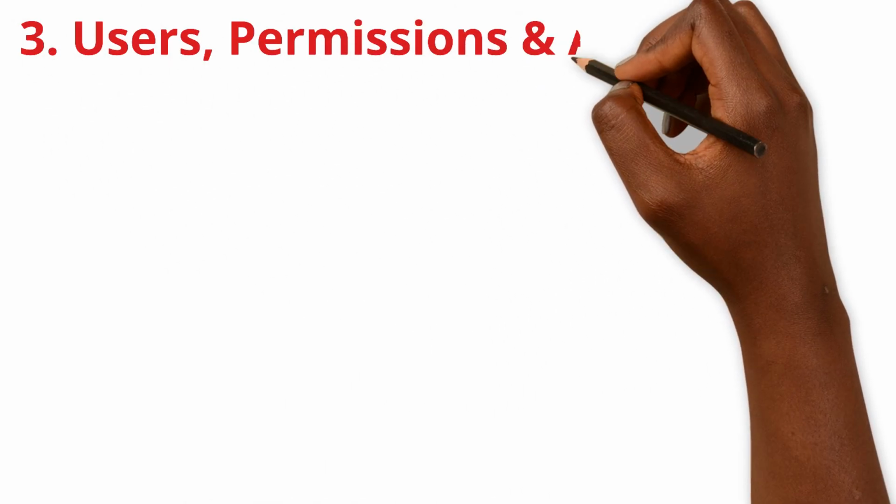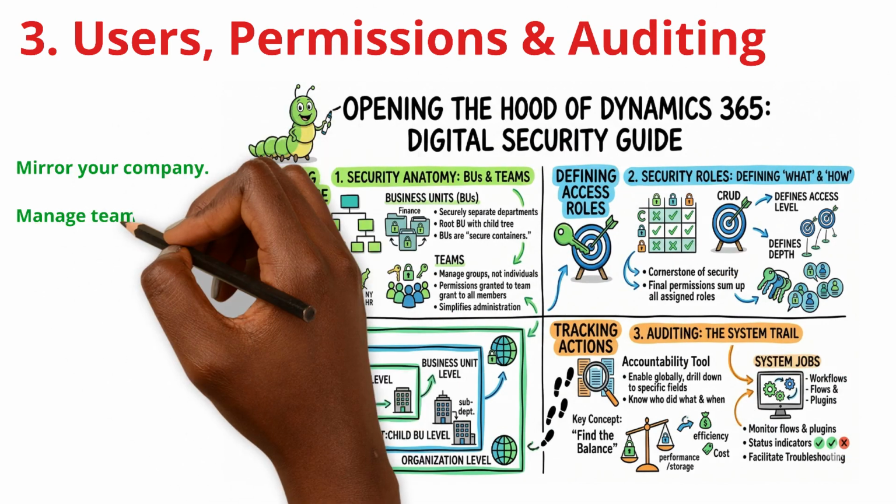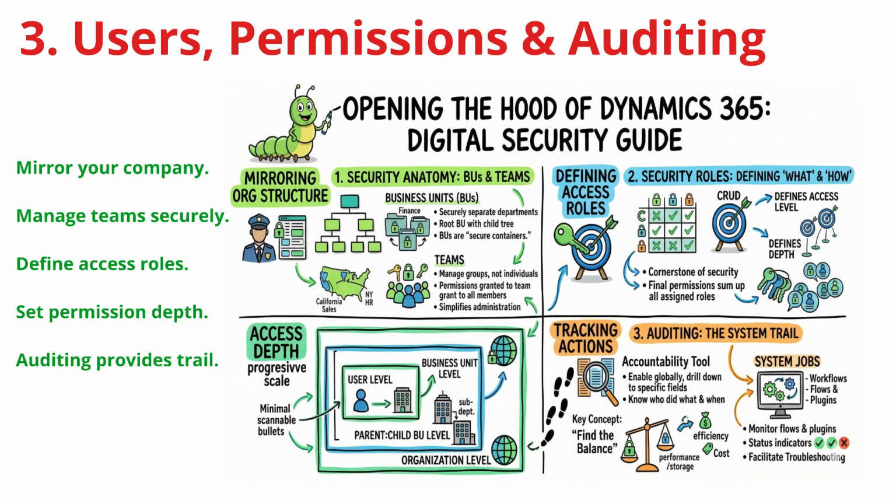Opening the hood of Dynamics 365 brings us to its digital security guard, user and permission management. We secure the machine by mirroring your physical company structure using business units, or BUs. Think of BUs as secure data containers that keep sensitive info, like HR records, separated. For simplicity, we use teams to manage security for groups of users, not individuals.